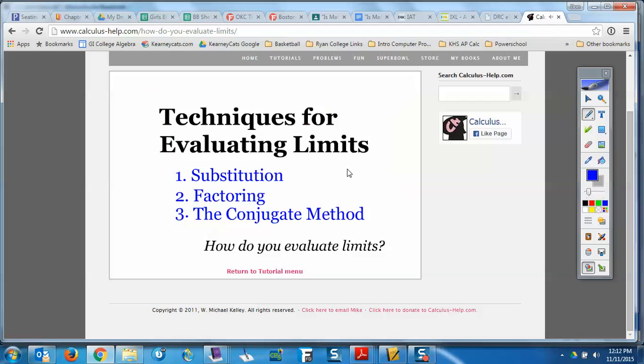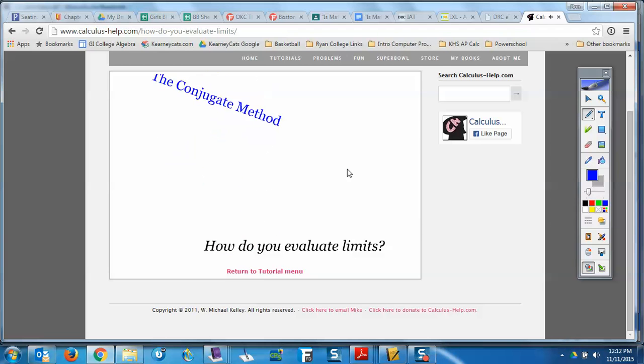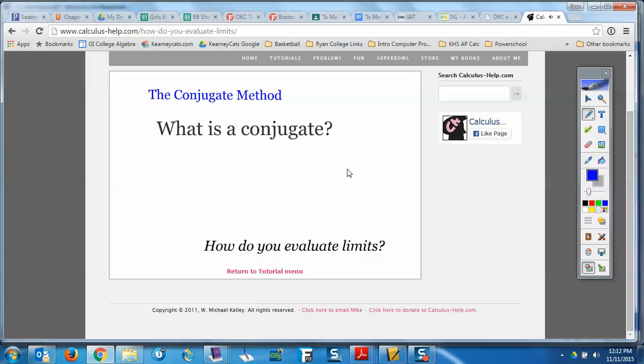Okay? And then they do a conjugate example. If the substitution method fails and the factoring method fails, you're not without hope. You can still try the conjugate method. Before we talk about the conjugate method, though, we might as well figure out what a conjugate is first.